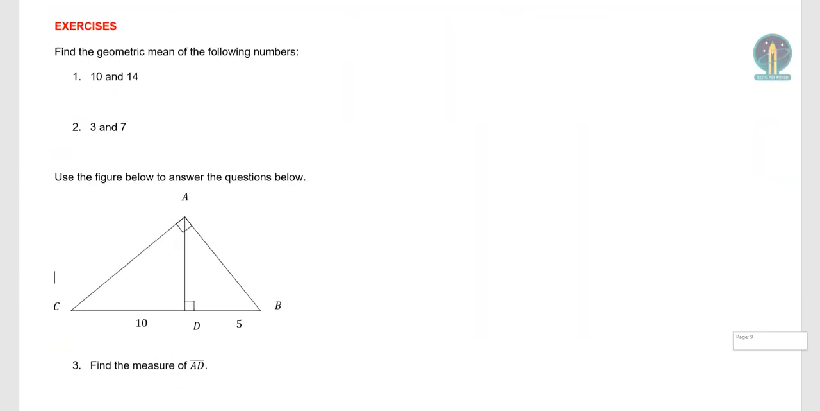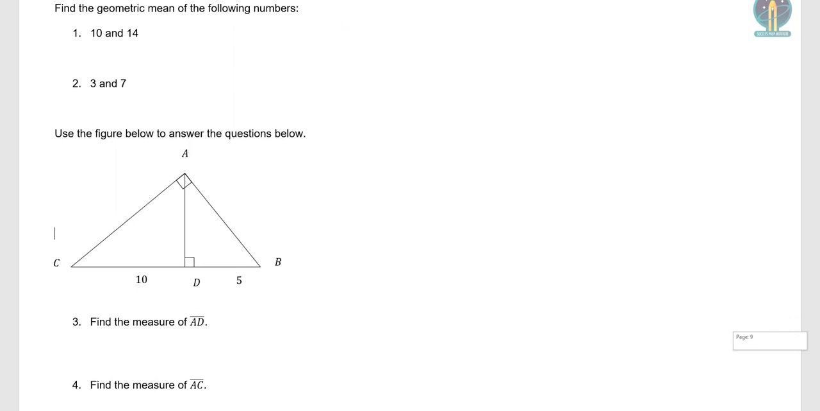Okay, and here we have some exercises. Please pause the video, work on these, and come back for the solutions.